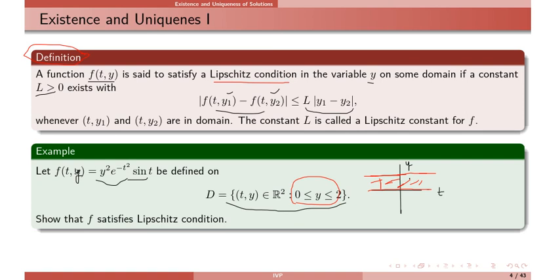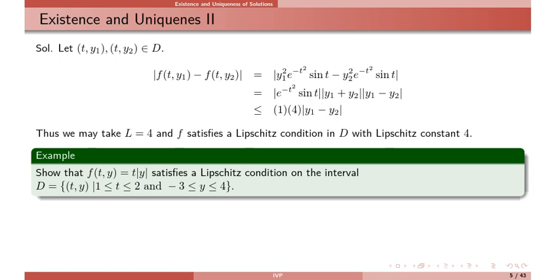And we need to show whether this function satisfies the Lipschitz condition or not. It's very easy. Just take two points in that domain, t, y1. t is variable, but take two different y1 and y2. Then write this difference f(t, y1) minus f(t, y2). Use the formula of f, y square e power minus t square sine t. Then write this and simplify it. You can take e power minus t square sine t outside. Then you get y1 square minus y2 square. This will be y1 plus y2 and y1 minus y2.